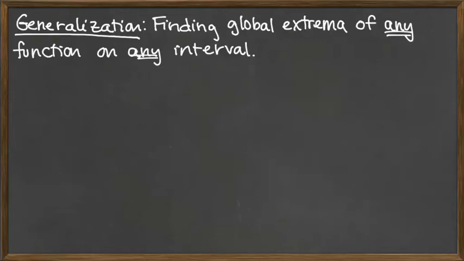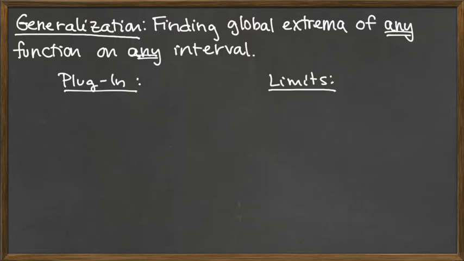For the generalization, we want to be able to find global extrema of any function on any interval if those extrema, those global maxes or global mins, exist. It's possible that they don't if we have just a general function on a general type of interval, but if they exist, we want to know what they are. And so what we need to do is we've got two types of important places. We've got plug-in values, and we've got limits.